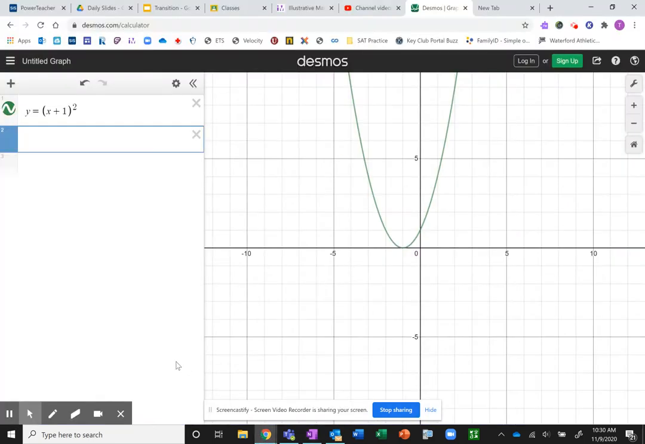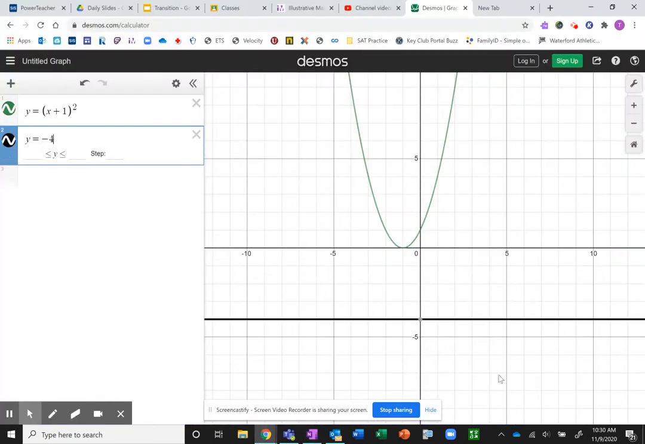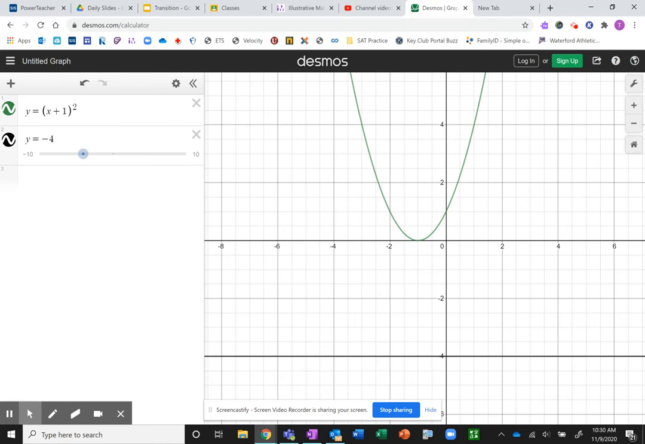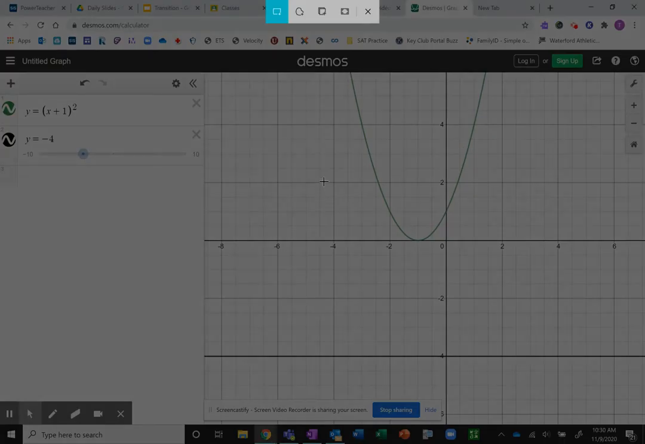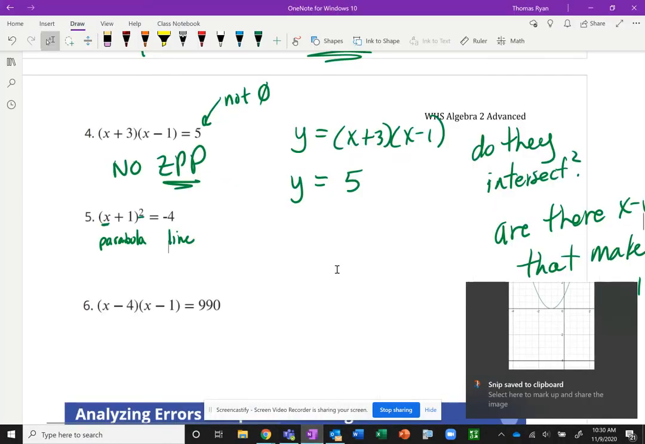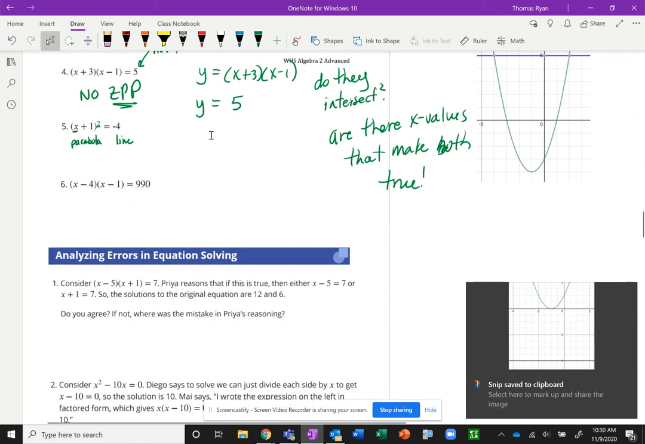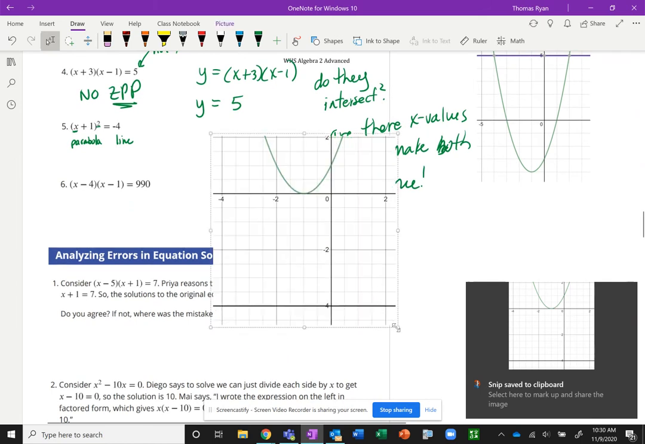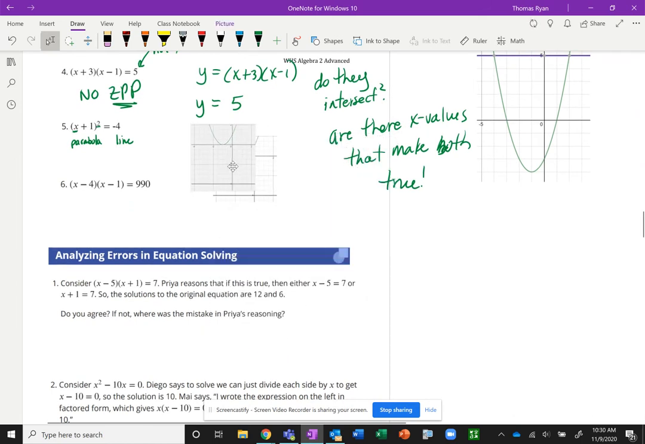Y equals -4. So sure enough, just knowing that this parabola is going to sit where it sits, there is no intersection. There are no x values that will make these two things true at the same time. In which case, it's pretty easy to see that there's no intersection between these two. So there are no solutions.